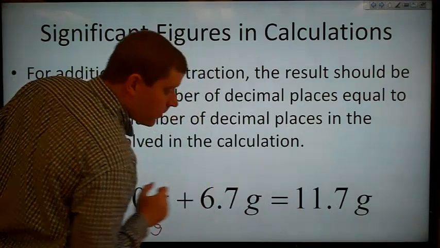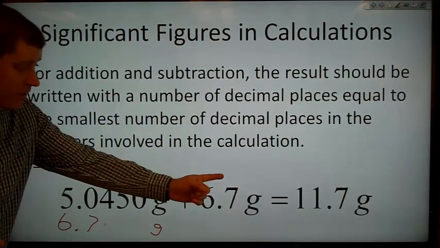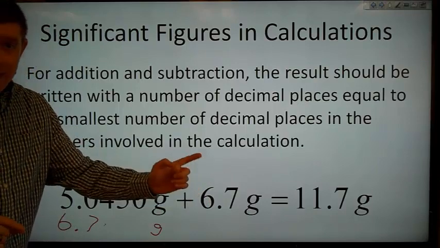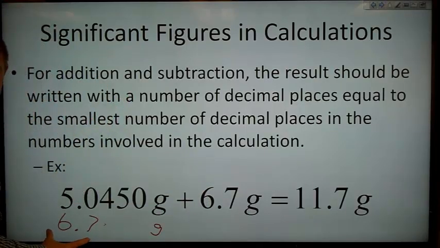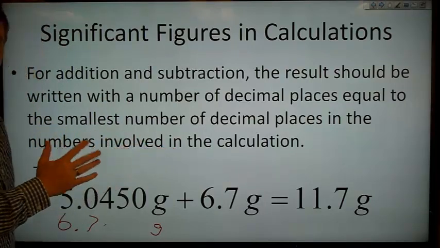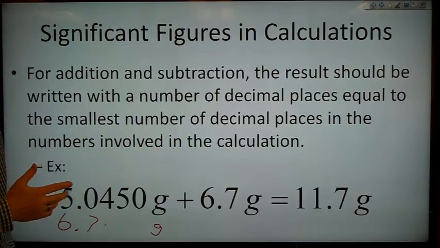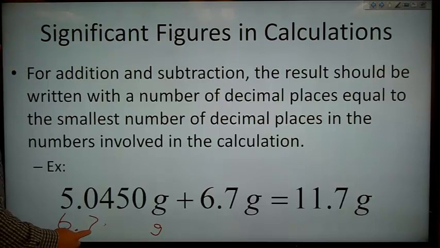So we're writing 11.7. But note, our answer now, 11.7, has 3 sig figs, whereas our 6.7 only had 2 sig figs. So we may end up changing the number of sig figs. On the other hand, we may have fewer sig figs if we're subtracting these numbers. In that case, if we did 1.7, we'd still have 2 sig figs. But if this was 5.7, then our answer would just be 0.7 grams.